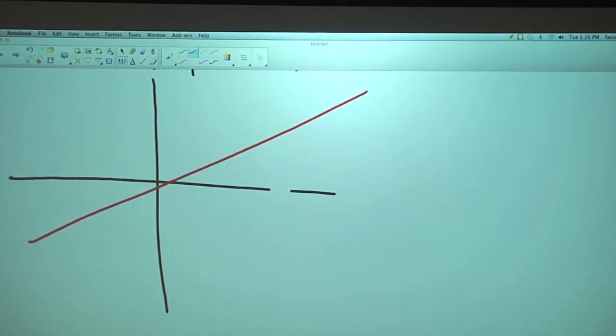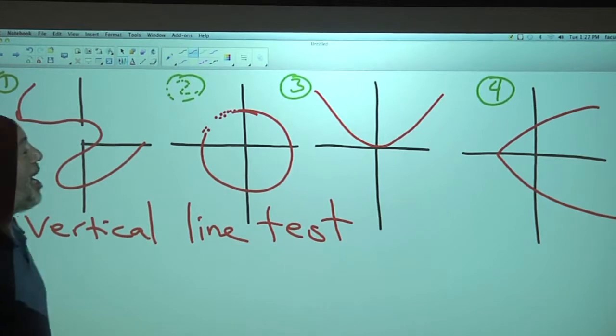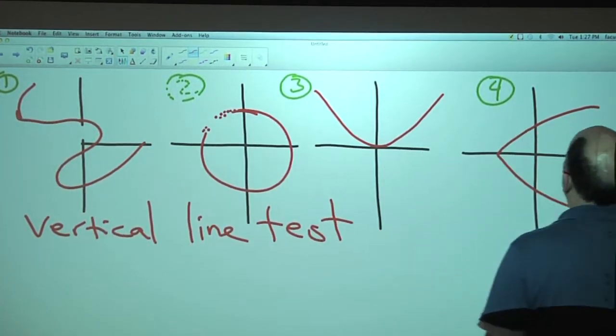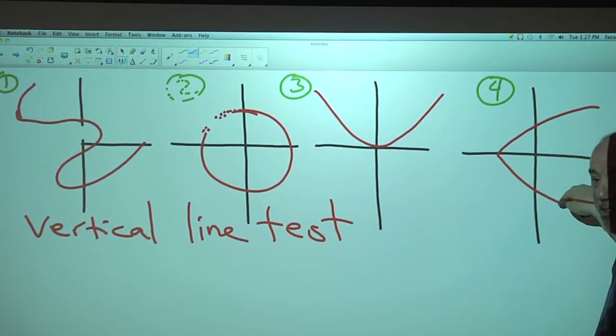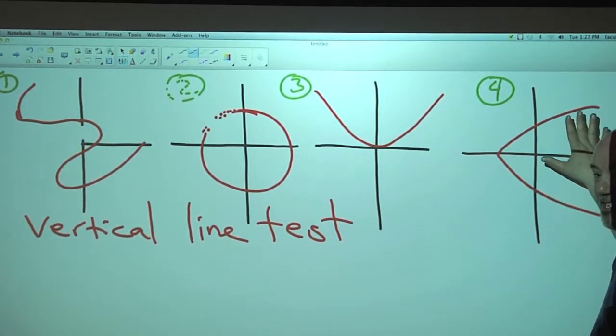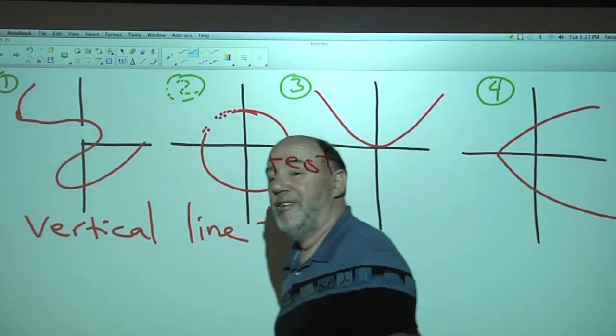I have a question. For the graph number 4, why isn't it 1 to 1? Well, first off, it's not a function because it does not pass my horizontal line test. So if I do a line here, it cuts it in 2 points, right? So this isn't even a function, okay?